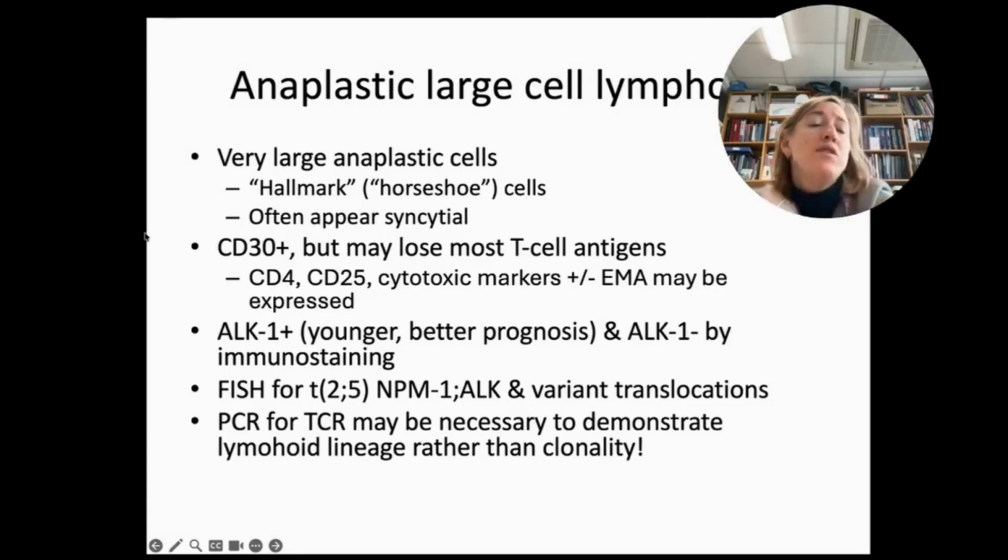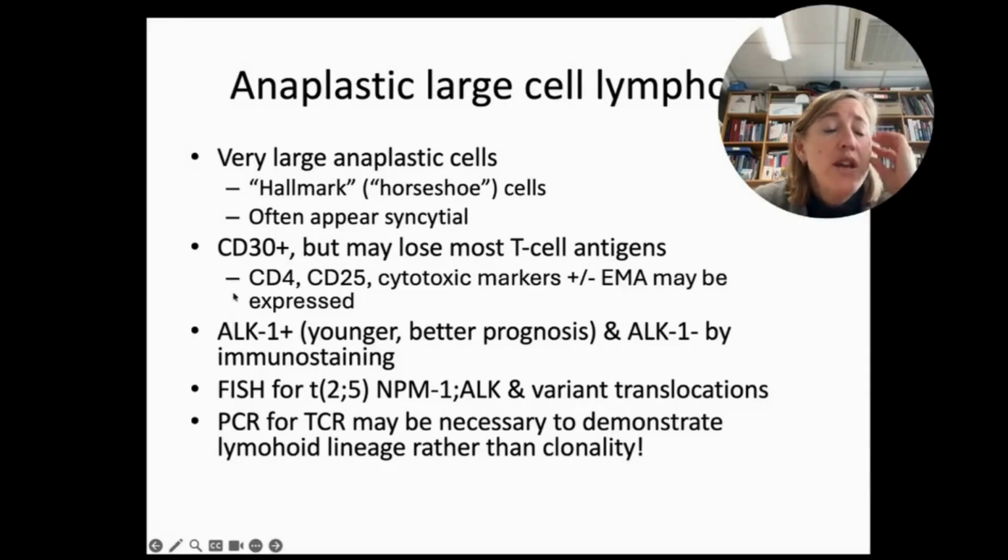The ones that occur in younger people with a better prognosis tend to express anaplastic lymphoma kinase, or ALK, and have a translocation, often with NPM1 to ALK, but there are other translocations too, which will give a better prognosis. And you can see the ALK1 positivity on immunostaining, and you can use fluorescence in situ hybridization to look for the translocation. The ones that are ALK negative, unfortunately, have a much poorer prognosis and tend to occur in older people.